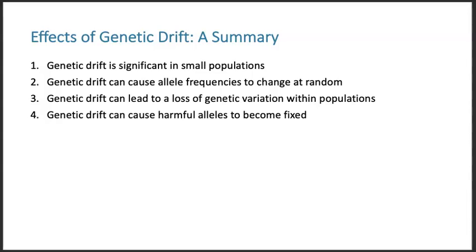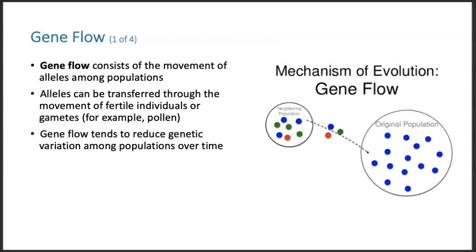Okay, so we're going to talk about gene flow now. And remember that we sometimes use the word migration in place of gene flow, but that's a really bad idea. It's helpful as a mnemonic to remember what gene flow is, but migration and gene flow are really different things. Gene flow consists of movement of alleles from one population to another. And this is like a permanent thing. So we're moving from one population to another.